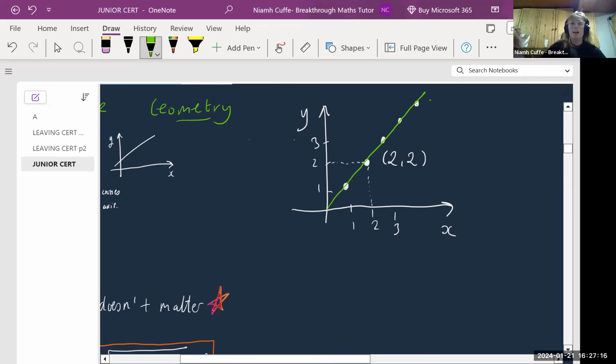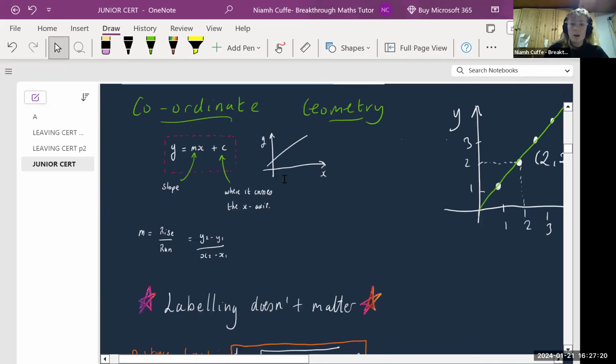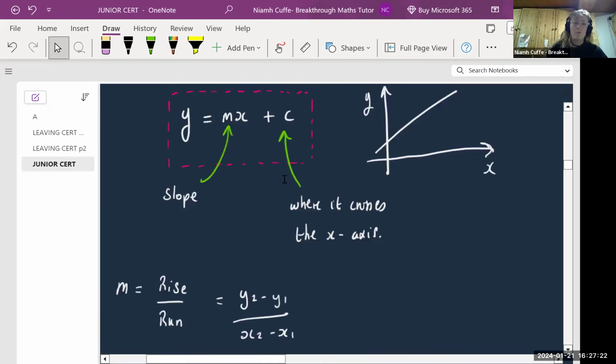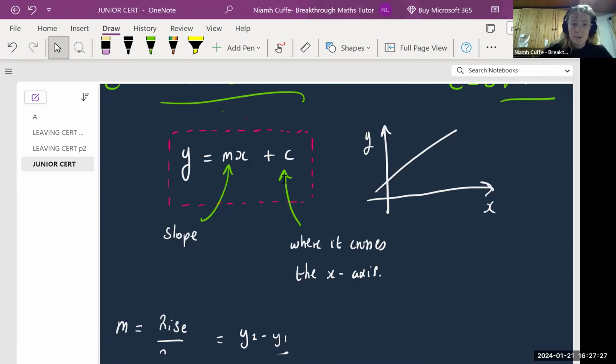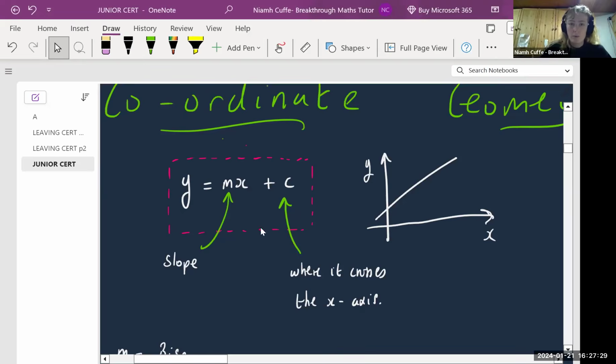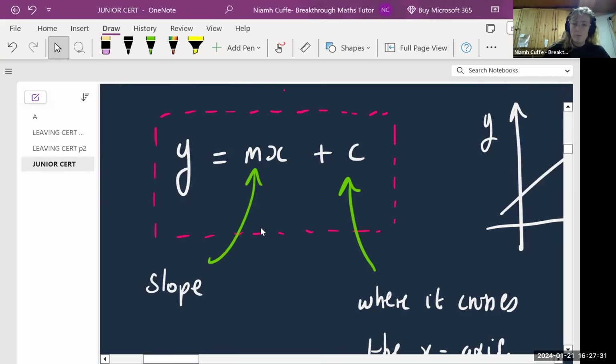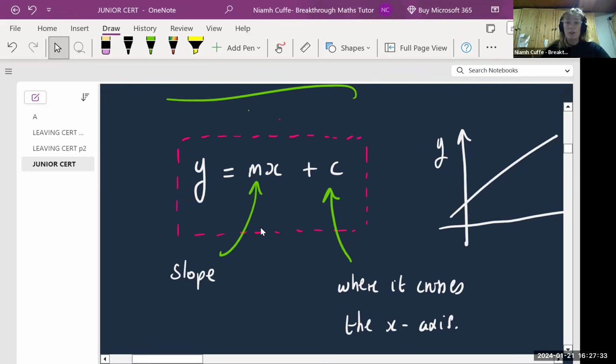So let's say I've got a straight line like the one we have in front of us. Then the equation that will describe that line is given by this formula, y equals mx plus c. Guys, burn this one into your brains. This is a really, really important formula. It's in your log tables. But don't even worry about looking up at your log tables.